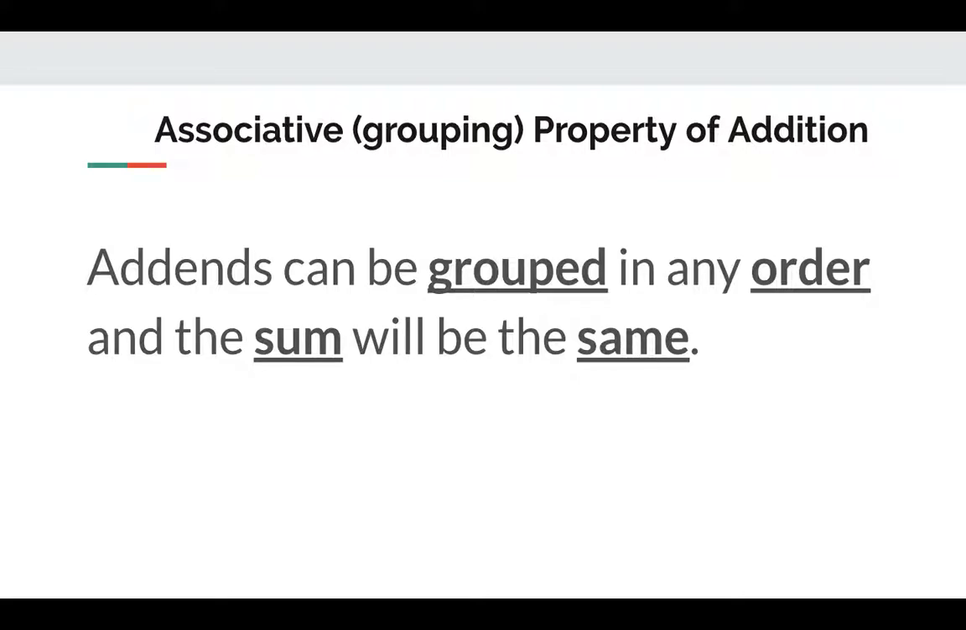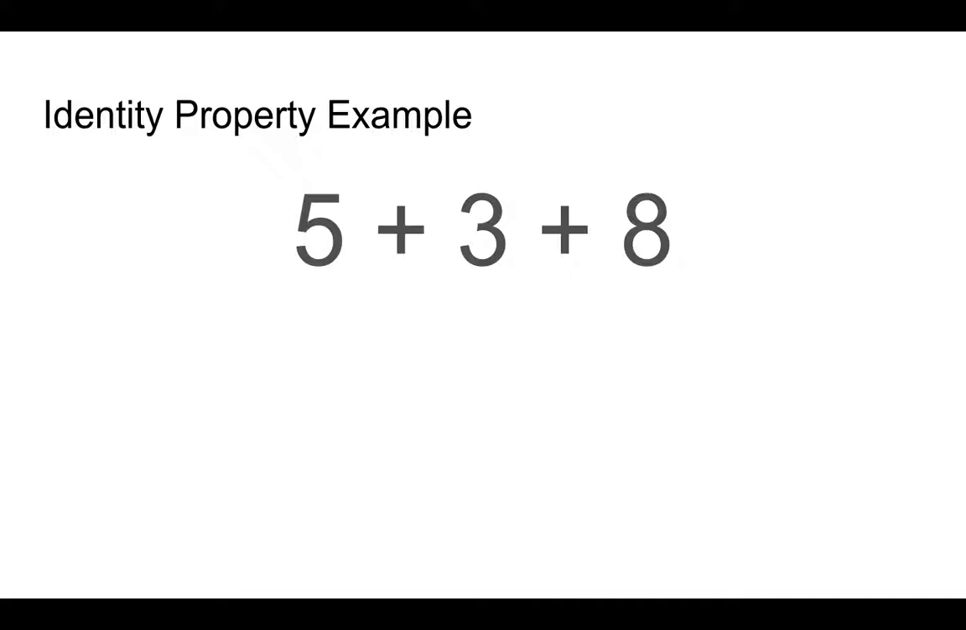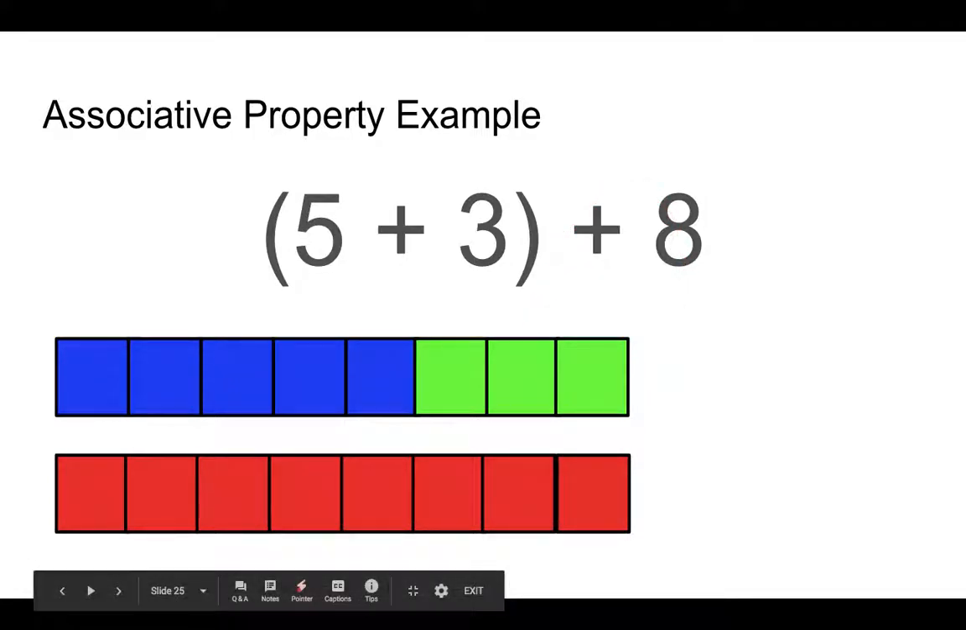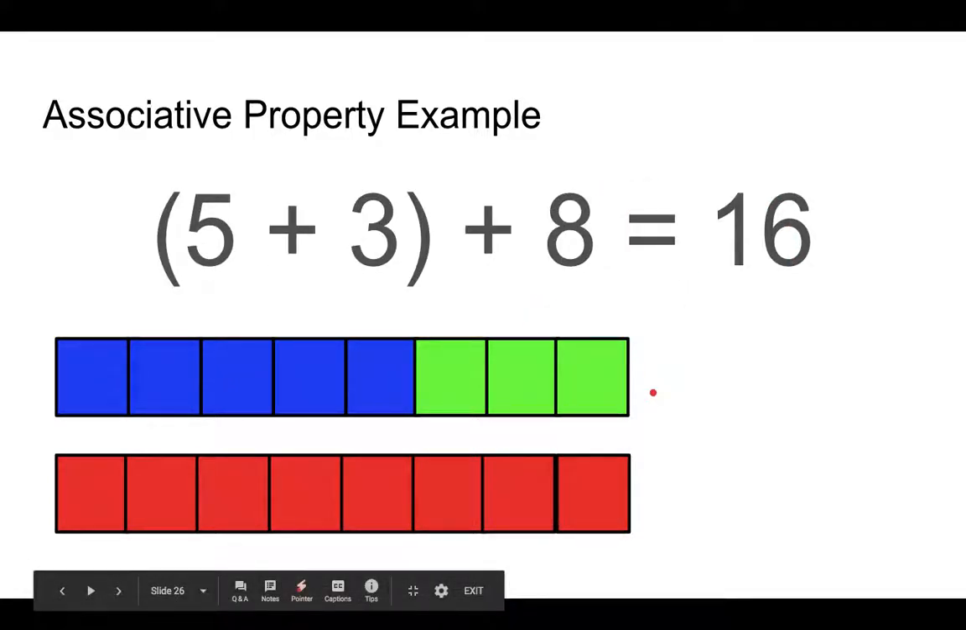So as long as I'm adding and the numbers don't change, if I change what order I add them in, the sum won't change. So let's take an example of 5 plus 3 plus 8. If I am starting and I add 5 plus 3 first, as indicated by the blue and green cubes, 5 plus 3 is 8. Then I add on 8 more. My sum is 16.